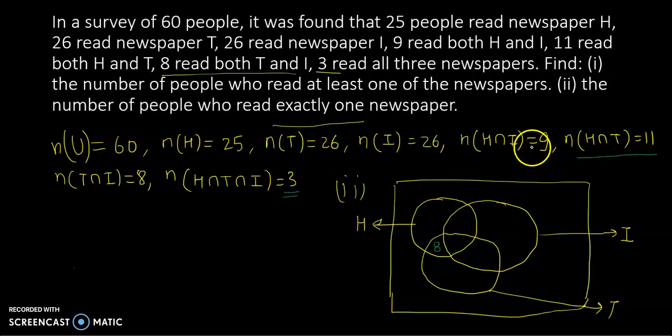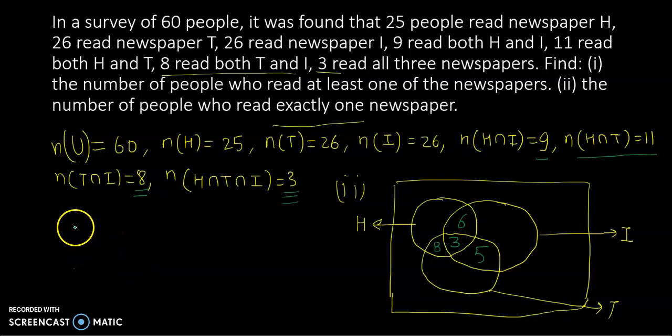How many are in H and I? Total 9 people, and it also counts these 3 common, so in only H and I it will be 9 minus 3, which gives 6 people. And how many people are there reading T and I? There are 8 people, and I'm going to subtract 3 because these 3 are right here. So 8 minus 3 becomes 5, and there are 3 people who are reading all 3. I'll use this simple Venn diagram to solve everything.